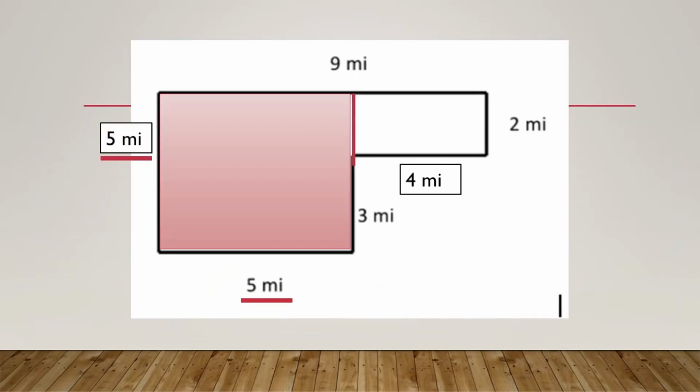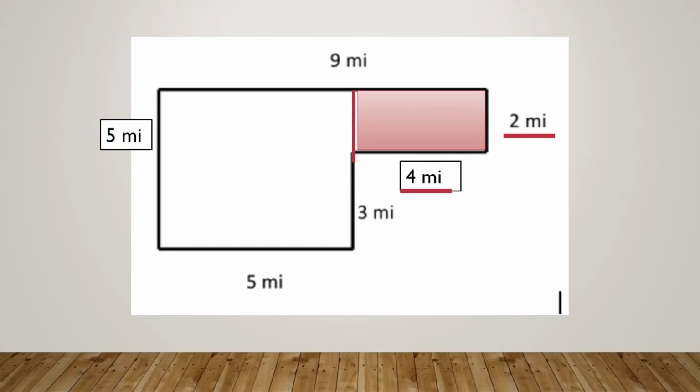Now let's find the area of the small town, first by finding the area of this square and then the smaller rectangle and putting those together. The length and width of the square is 5 miles by 5 miles. Multiply those together and you would get 25 square miles. Now solve for the area of the smaller rectangle. Using the length and width of 2 miles by 4 miles, multiply those together, and the area of this part is 8 square miles.